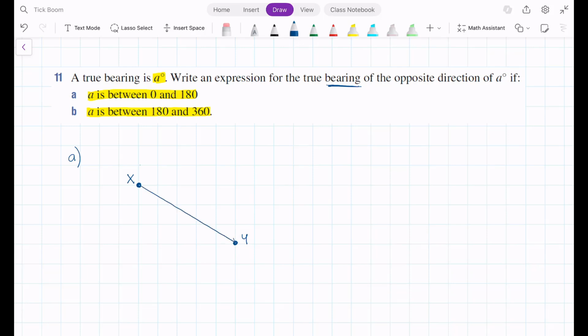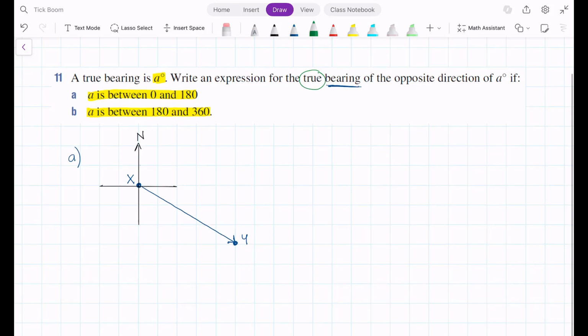of travel. And the first thing to note with true bearings is that you need to overlay a compass on one of the points, and the point where you draw the compass is the point where the travel begins. So in this case, if we're starting at point X, that is where we should overlay our compass. So I'll do that here. And here we have north. And a true bearing is always measured from north in a clockwise direction.